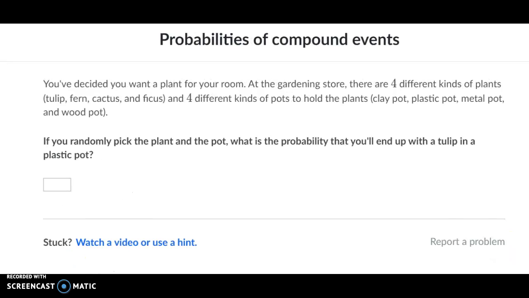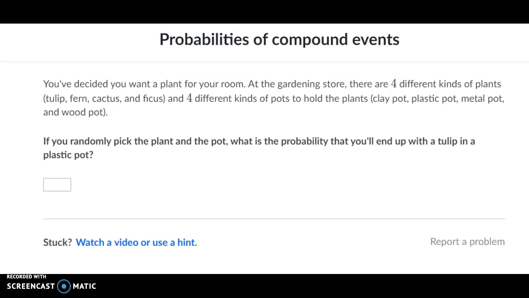You've decided you want a plant for your room. At the gardening store, there are 4 different kinds of plants: tulips, ferns, cactus, and ficus, and 4 different types of pots. So if you randomly pick the plant and the pot, what's the probability that you'll end up with a tulip and a plastic pot? Well, the chances of picking a tulip randomly would be 1 out of 4. The probability of picking a plastic pot would be 1 out of 4.